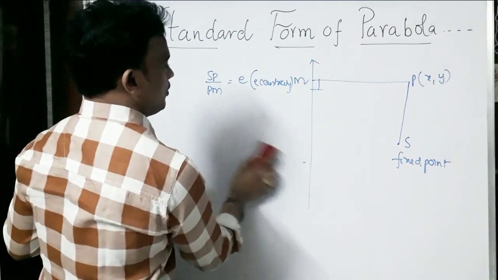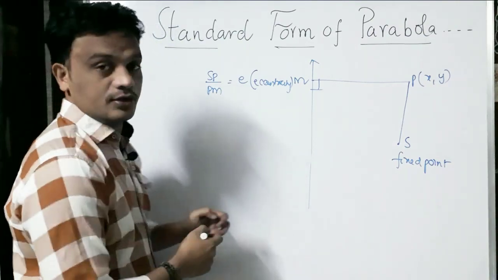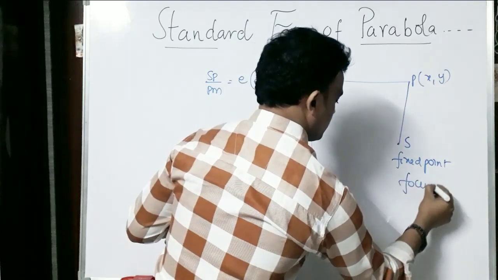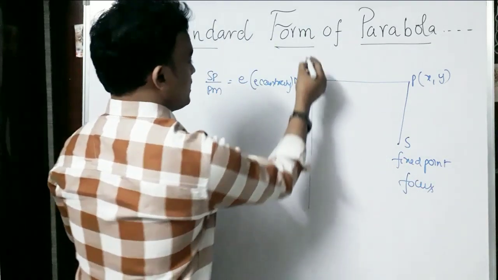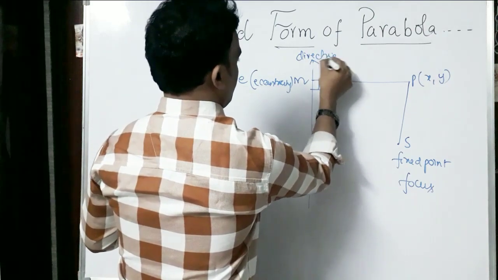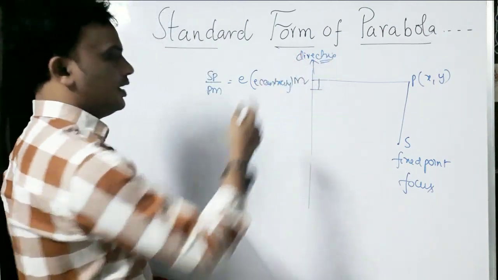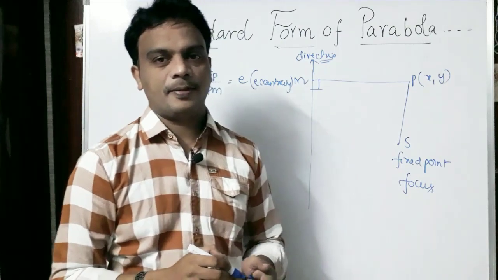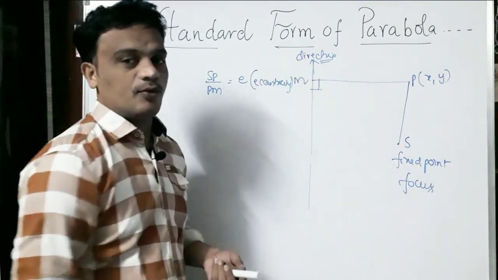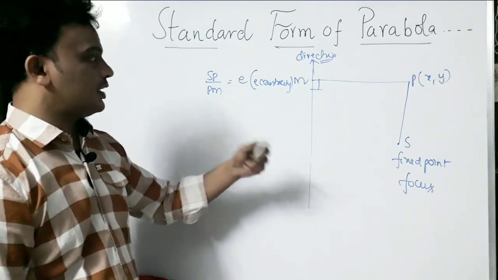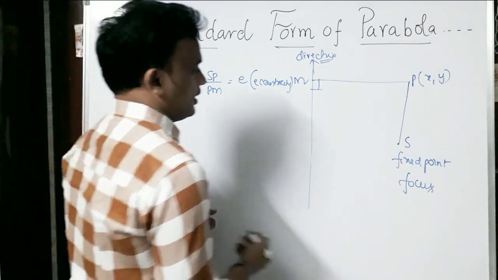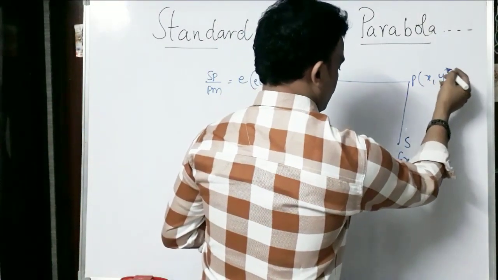SP by PM equals E. In this case the fixed point is called the focus and the fixed line is called the directrix of this conic section. Am I right or not? Focus and directrix, we already discussed that in the last video. Now, for the parabola, what is the standard form? What is the equation of the parabola which is in standard form? Let us see.